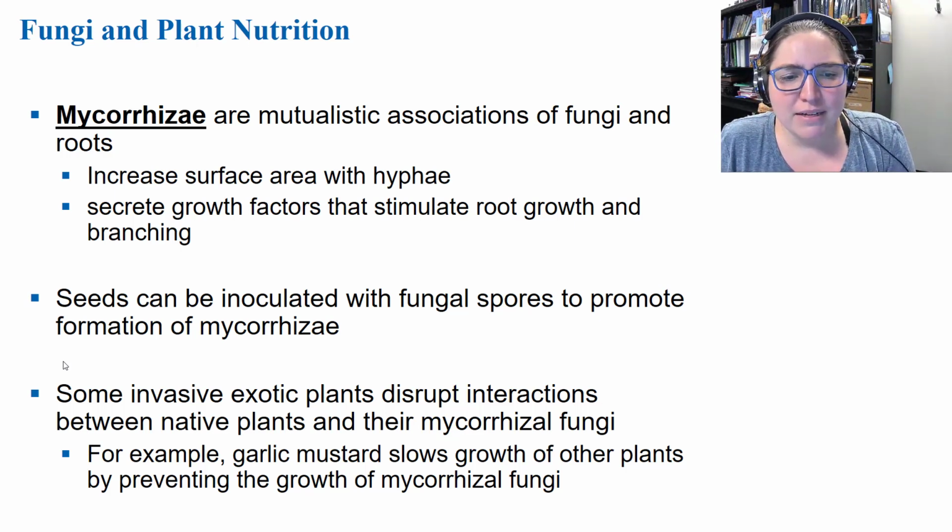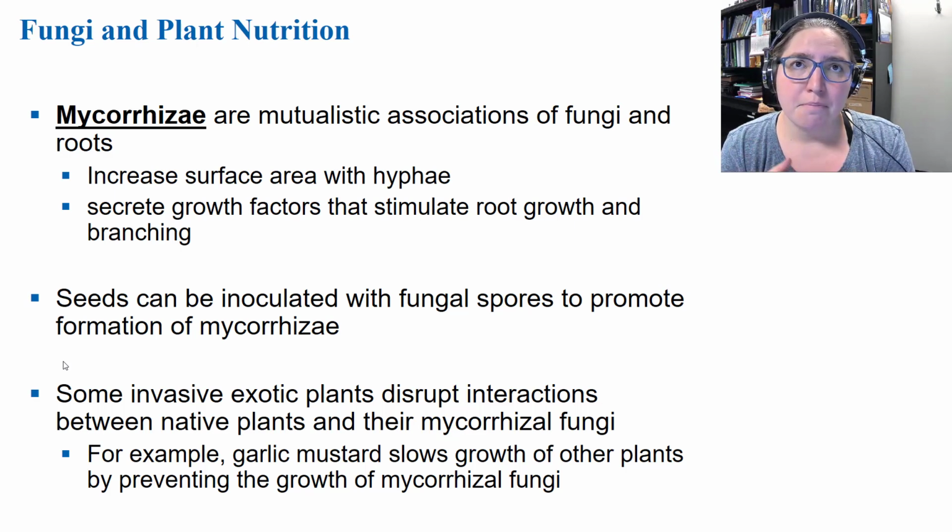And some invasive exotic plants actually disrupt the native plants' mycorrhizae. They basically can kill the mycorrhizae fungi, which then prevents the native plant from doing as well. So for example, garlic mustard slows growth of other plants because the garlic mustard prevents growth of the mycorrhizal fungi.